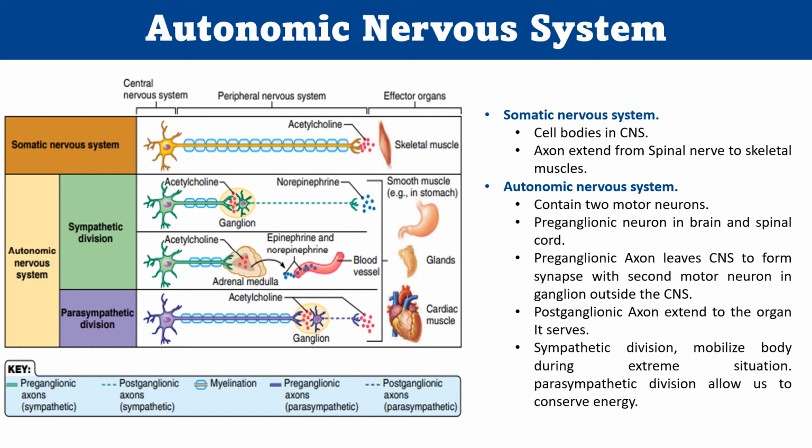In the autonomic nervous system, there are two motor neurons. The preganglionic neuron is in the brain and spinal cord. The preganglionic neuron axon leaves the CNS to form a synapse with the second motor neuron in a ganglion outside the CNS. Then we have the postganglionic axon, which extends to the organ itself. The sympathetic division mobilizes the body during extreme situations, and the parasympathetic division allows us to conserve energy.